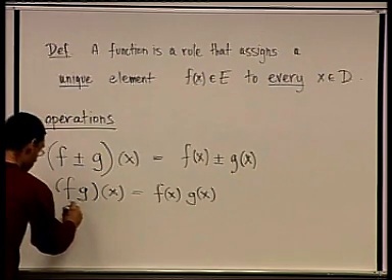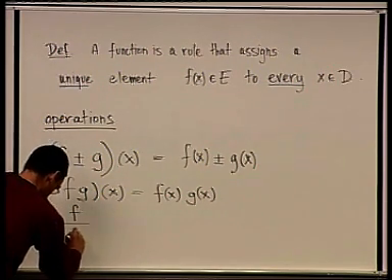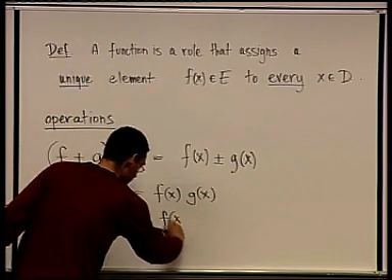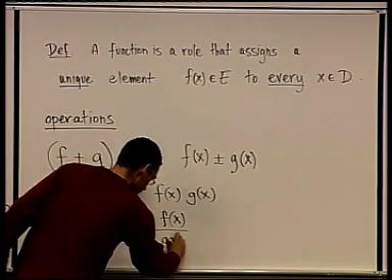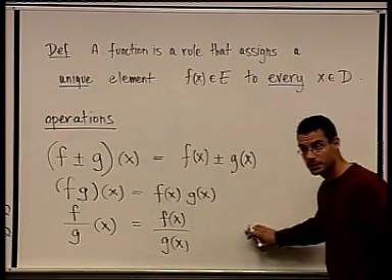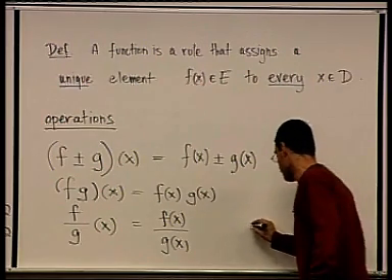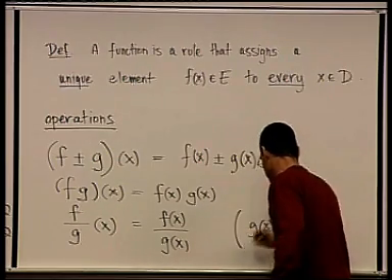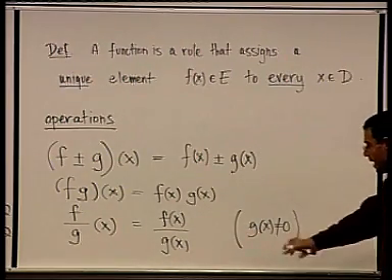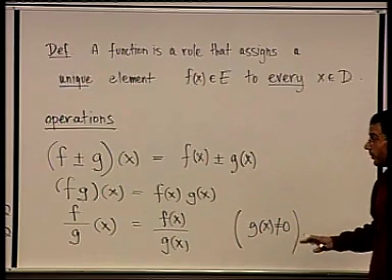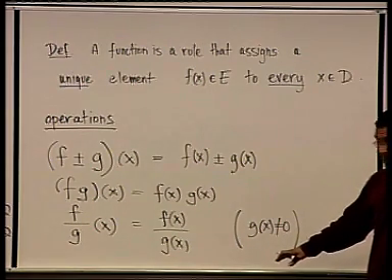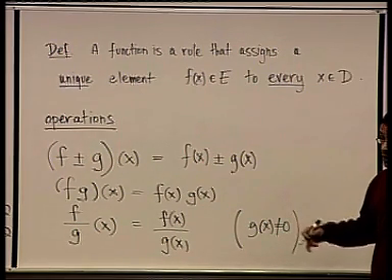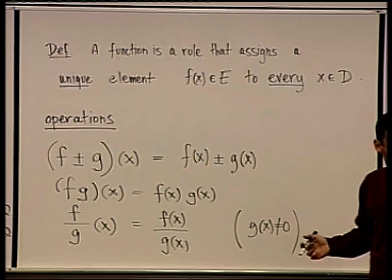Okay? What is f divided by g at x? f of x divided by g of x. And here we have to remark that what? Right. g of x cannot be 0. That's always the case. Whenever we divide by something, we have to rule out the case of dividing by 0. Good?